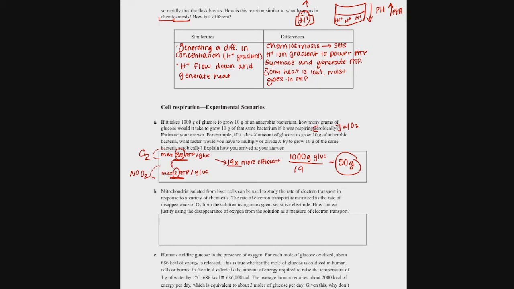So with aerobic respiration, we can make 38 ATP molecules. Anaerobic, we can only make 2. From this calculation, what we say is we can deduce that it's 19 times more efficient.